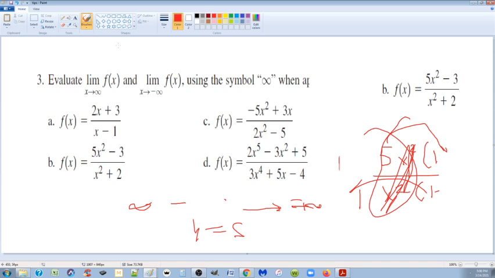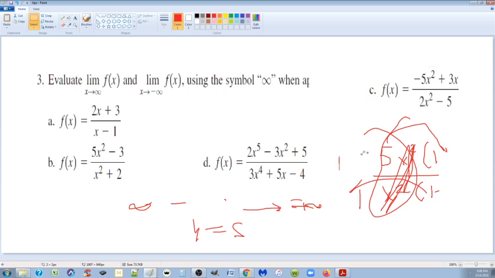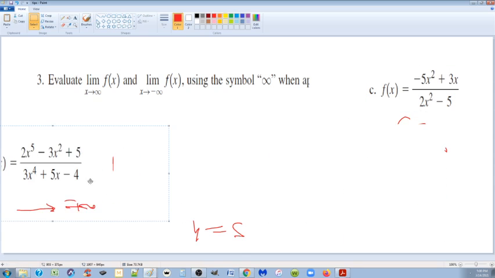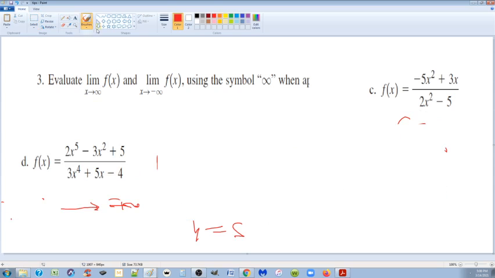What about this one? Same technique. They want you to do the same thing over and over again. Okay, so they want you to factor out the minus 5x squared, and you're left with 1 minus 3 over 3x. Well, actually, no, you're left with 3 over 5x.